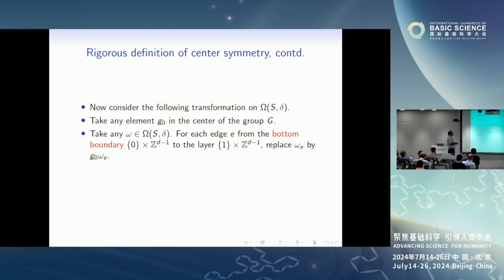And for any configuration, what you do is you take each edge E from the bottom boundary going up, and replace omega E by G0 times omega E. So you just take all edges which go up from the bottom boundary, just one step, and you replace all of these edges in omega by G0 times omega. Okay. So call the resulting configuration tau omega. We will refer to tau as a center transform, and center transforms have been used before in the literature.